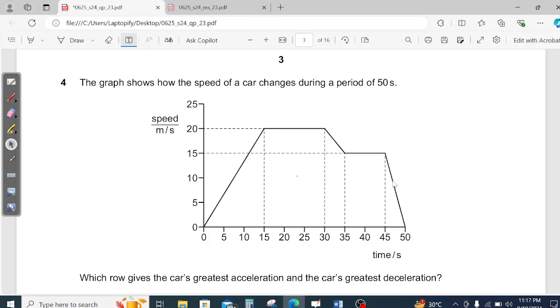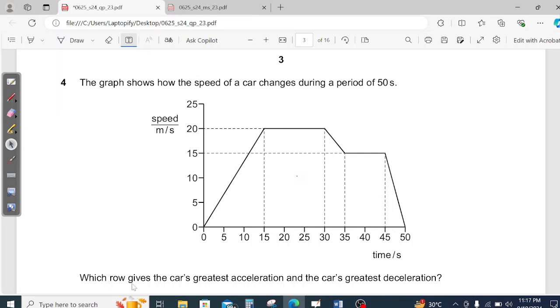Now again this line is moving downward, it means it is a negative slope, and when the line is moving upward, it is a positive slope. Negative slope means it is decelerating, because the slope or gradient of the speed time graph will give you the acceleration and deceleration.